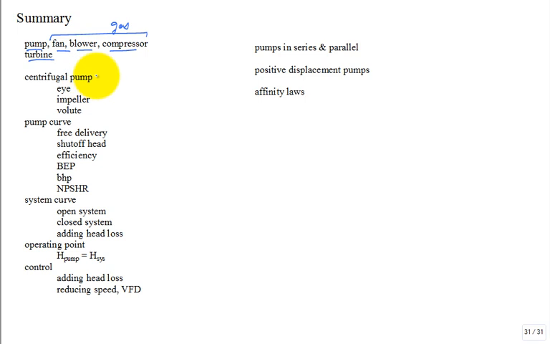You have major components of the pump. Just think of a liquid pump: eye, impeller, volute region, or casing. Talk about the pump curves: free delivery, shut off, efficiency, brake, best efficiency point, brake horsepower, and then net positive suction head required for a pump. For a system curve, make sure you know the difference between an open and a closed system.